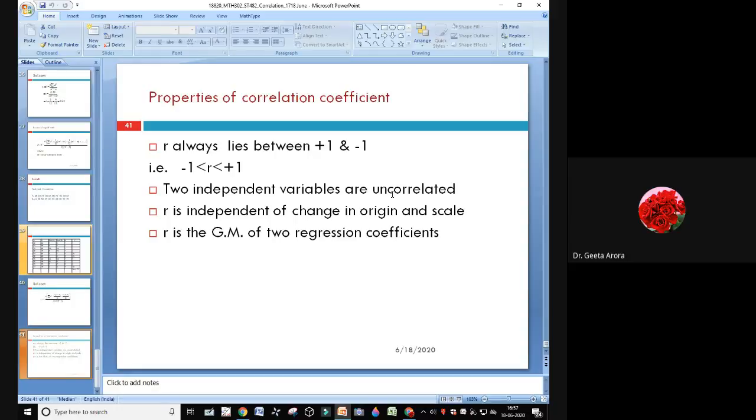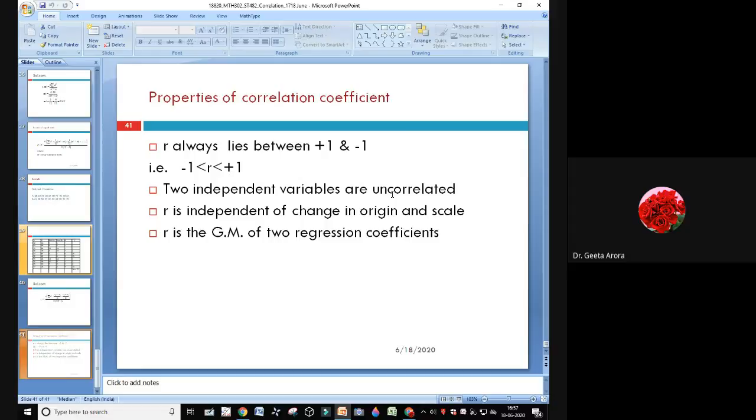One more property of R is that it is independent of the change in origin and scale. Correct. So what is the meaning of origin and scale? That if I subtract a particular value from all the values of a series and then calculate R, then there is no change in the R. That's why we are saying it is independent of the change in origin. And what we mean by scale is if I divide each and every value of a particular series by a constant and still calculate the R before and after, there is no change.